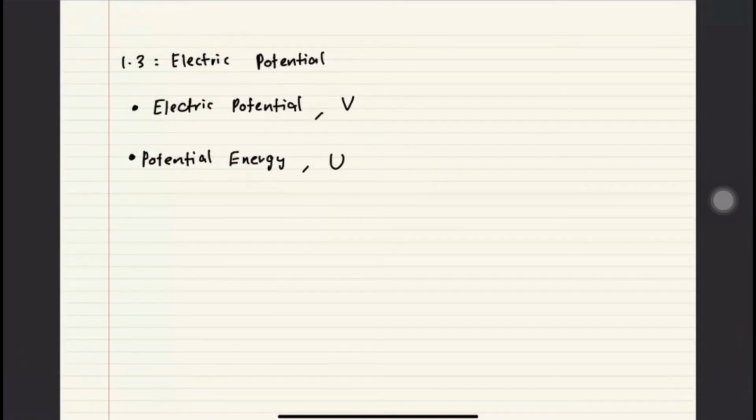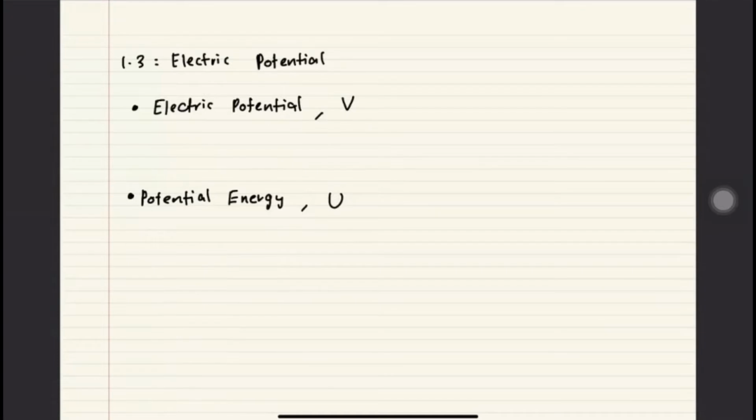Okay, there are a few quantities that you guys need to know, especially electric potential and potential energy. But I'm adding a little bit more. In between those things, there's one more, which is work. Okay, so we're going to start with the electric potential.